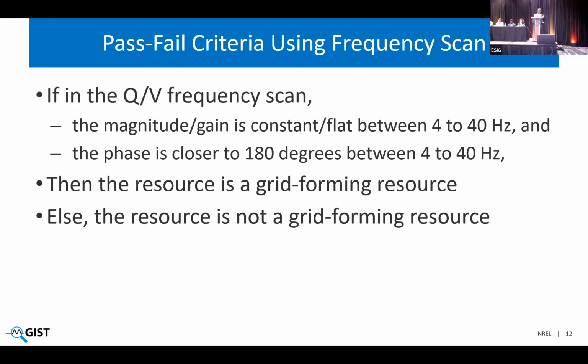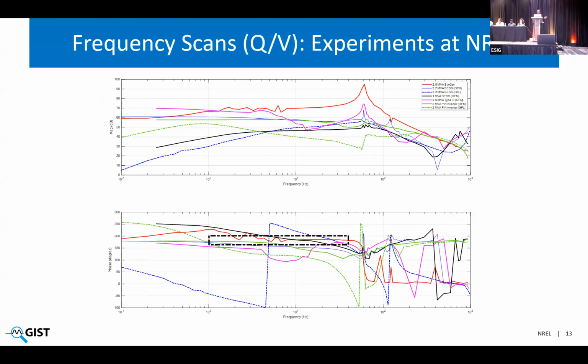And here, I don't care about what the controls inside the IBR are. This criteria can just look at the terminal characteristic and define if it's grid forming or not. So here are some of the scans that we have done for different resources at NREL, doing this Q by V frequency scan. There are a bunch of them, and I understand that they're difficult to read, but I would like you to focus on the red scan, which is at the top, which is basically the Q by V frequency scan for the 2 MVA synchronous condenser that we have.